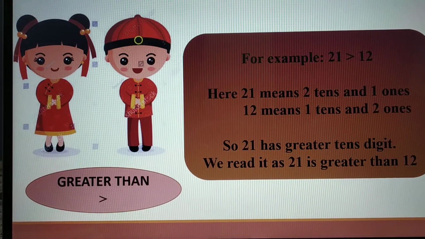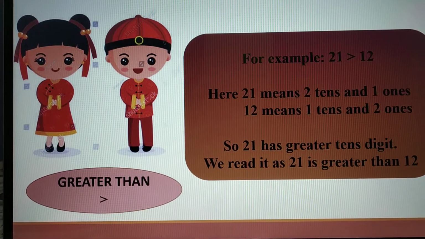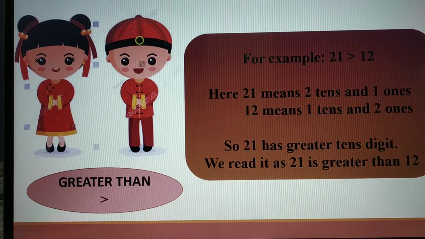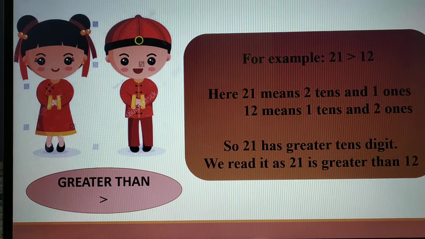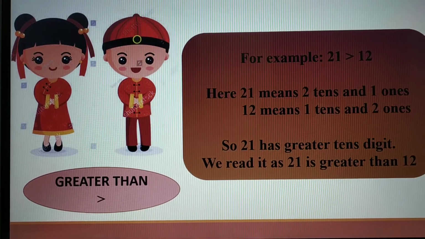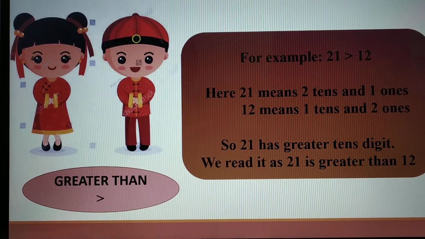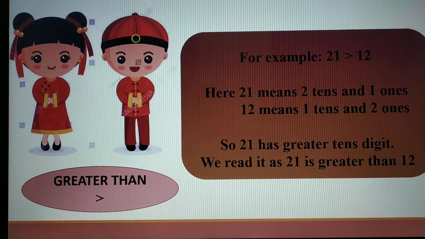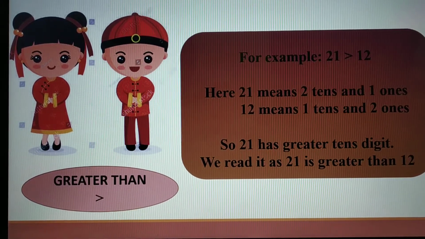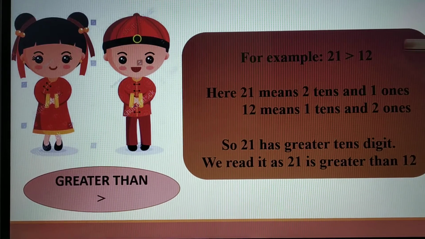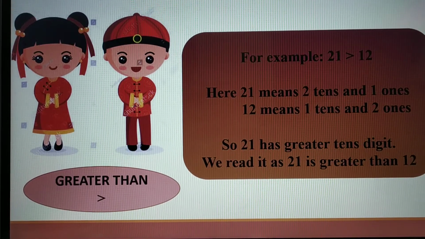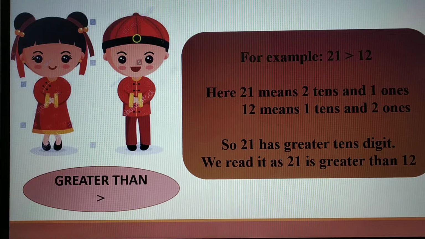This is another example, students. Look at the two children. Both look equal. Both have the same color dress. But look at the face of the girl, students. She looks bigger, right? So here also, 2 and 1. 21 and 12. In both numbers we have used the digits 1 and 2.